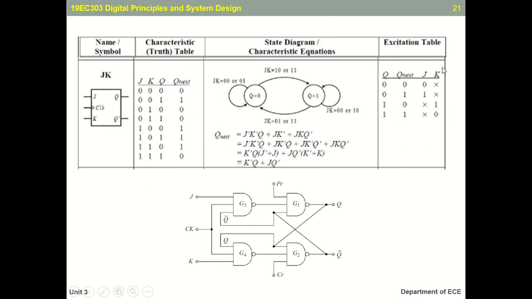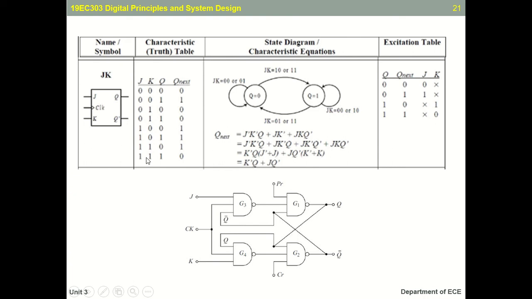And how to draw the excitation table for this: for the q and q next, for your 0 0, you are getting 0 0, and for your 0 0, you are getting 0 1. Here one input is 0, but the other input changes from 0 to 1. So for 0 0, it should be 0x. And for 0 1, here it's 1 0, and for 0 1 it's 1 1. That means one input is same, but the other input changes from 1 to 0, 0 to 1. So it could be written as 1x, okay. And next we have 1 0, and here also 1 0. For 1 0 it's 0 1, and here it's 1 1, okay.